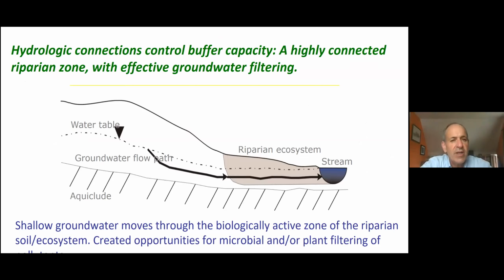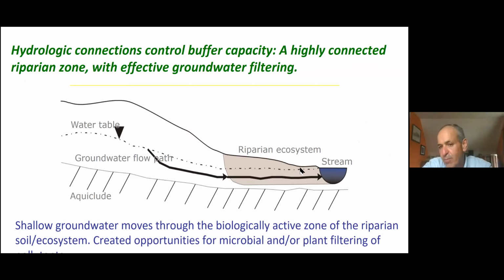A trickier one is hydrologic connections, which are harder to map, but can be just an overwhelming control of how well these buffer zones work. And so here's a picture of a landscape with really nice connections between the upland and the groundwater. So here's my upland over here. Let's say this is a cornfield. Here's the groundwater. Here's the riparian zone.